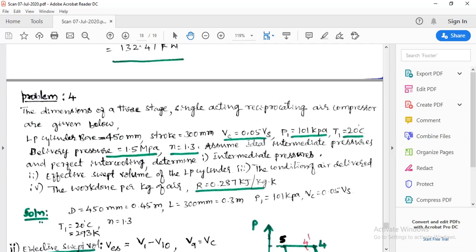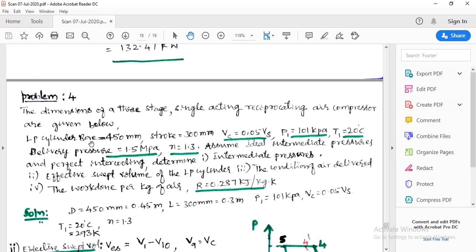Now I will move on to problem number 4. First I will read the problem. The dimensions of a three-stage single-acting reciprocating air compressor are given below. So this is the problem of a three-stage single-acting reciprocating air compressor. So the data is given here.